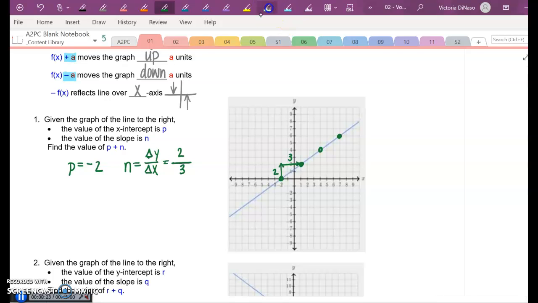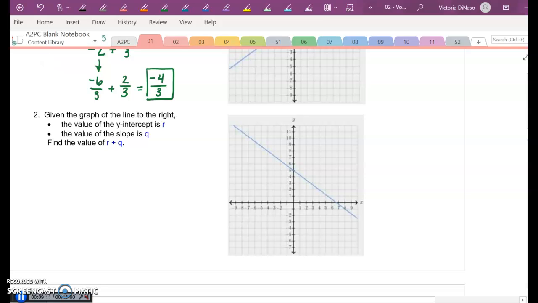So we're going to be finding the value of p plus n. So I'm going to take -2 plus 2/3. Now I need to change this -2 so that it also has a denominator of 3 so that we can add the fractions. So in doing so, with a denominator of 3, I'd have to do 3 times 2 to get 6. So we have -6 over 3. Now that the denominators are equal, we can add the numerators. -6 plus 2, that's -4 over 3. And that is our answer.